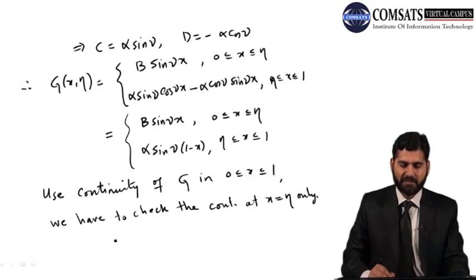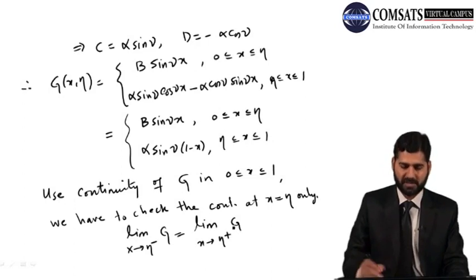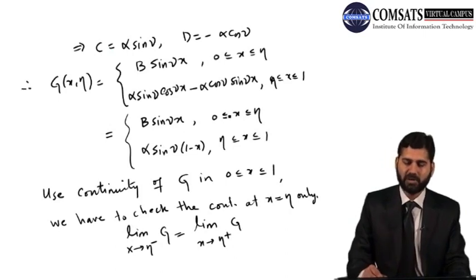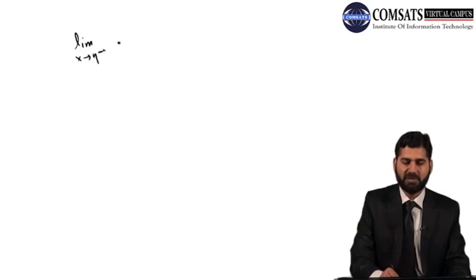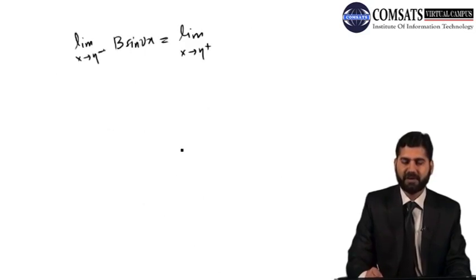So at x is equal to eta, I need to take the limit as x goes to eta minus of g, which should be equal to the limit as x goes to eta plus of g. All right. So the limit as x goes to eta minus: in this interval, x goes to eta minus, it means you are below eta. So below eta you have b sine nu x, equal to the limit as x goes to eta plus, for which we have this function alpha sine nu (1 minus x).